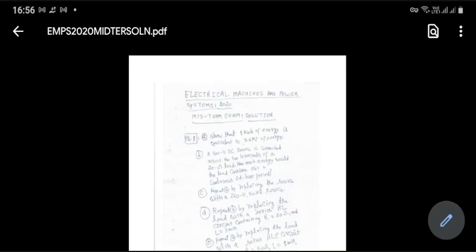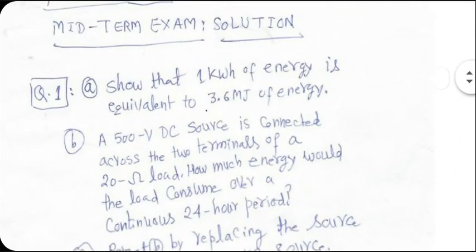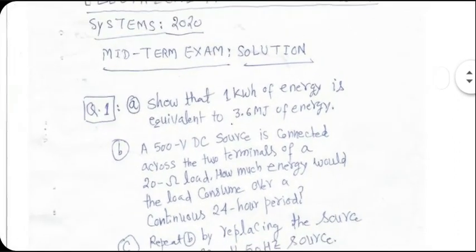This is last year's midterm question paper. Let me see if something is there that may be worth it. Last year, this was the midterm question paper, and along with the solution, I'm showing it to you. Show that 1 kilowatt hour of energy is equivalent to so much. This you can do. I've done it in the class.